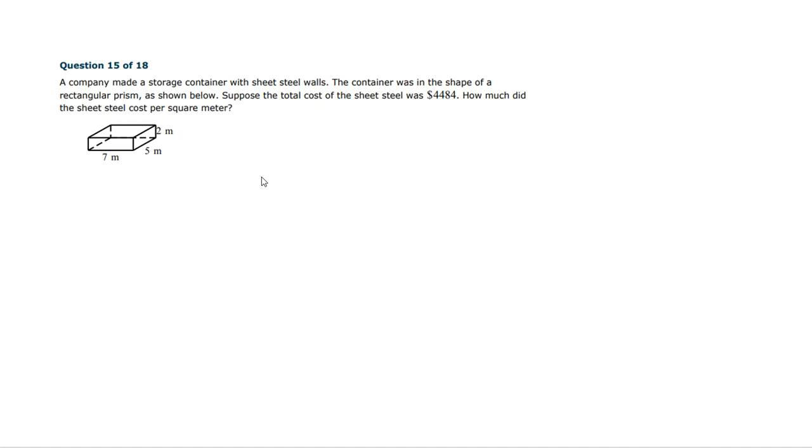Okay, so in order to do this, the question we are being asked is how much did the sheet steel cost per square meter? Okay, and this is the total cost. And so what we need to do is figure out the total surface area. And then if we take the total cost and divide it by the surface area, that will tell us how much the sheet steel cost per meter.